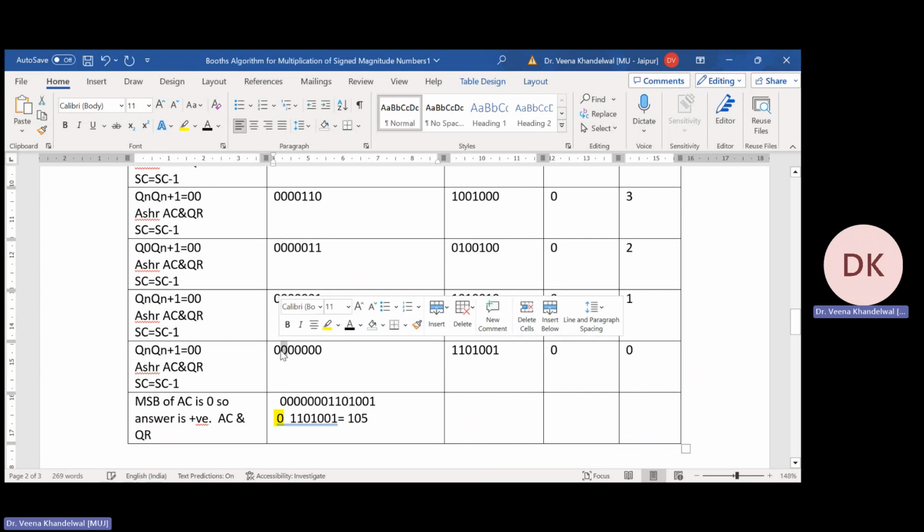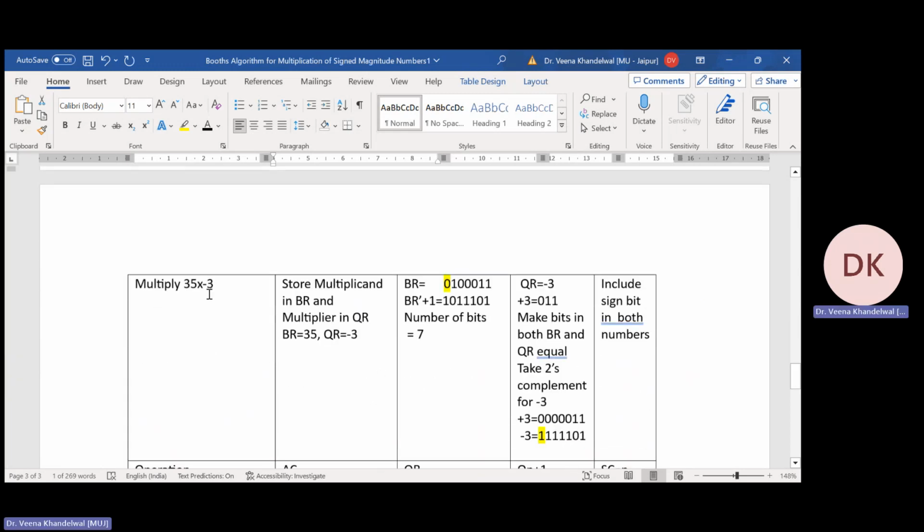Here the MSB is 0. That means the number is positive. So we simply take AC and QR. This is AC and this number is QR, and this comes to be 105 because the MSB was 0. So our answer is positive. So the multiplication of 35 and 3 is 105.